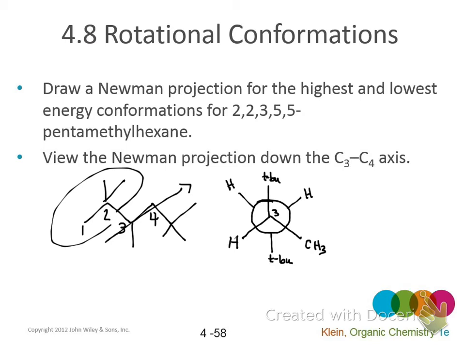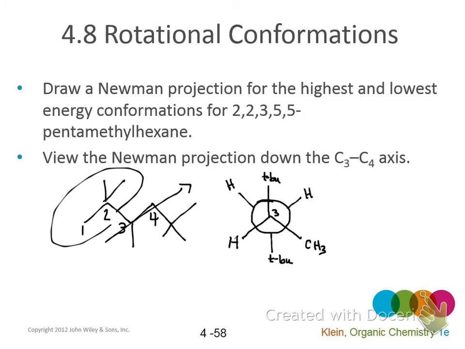Okay, so high and low energy configurations, right? This is the low energy configuration. Why is it the low energy configuration? The 2 biggest groups, the bulky groups, right? Talking about bulkiness. The 2 bulkiest groups are far away from each other.